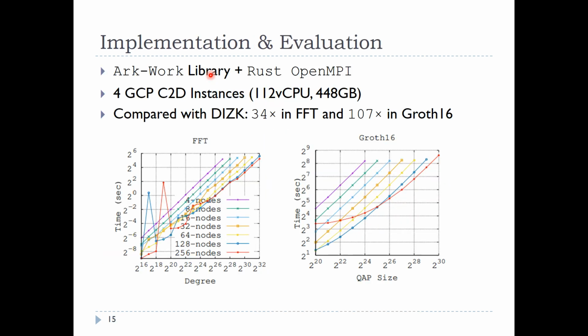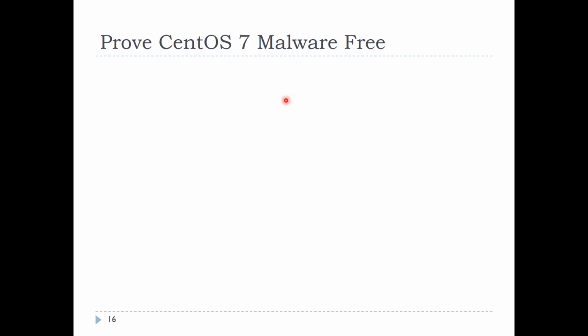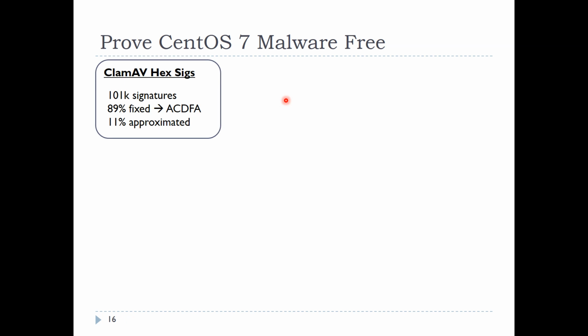So we have implemented the entire tool set over a Rust OpenMPI framework, and we run our evaluation over a cluster of 4 Google Cloud Computing C2D instances. Each has 112 virtual CPUs. So to demonstrate the performance and scalability of our tool, we used the complete hexadecimal signature set from ClamAV.